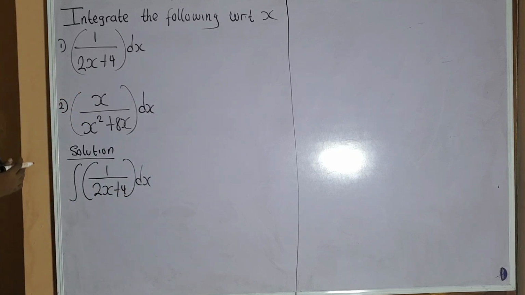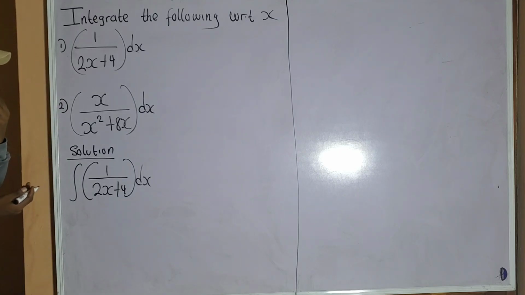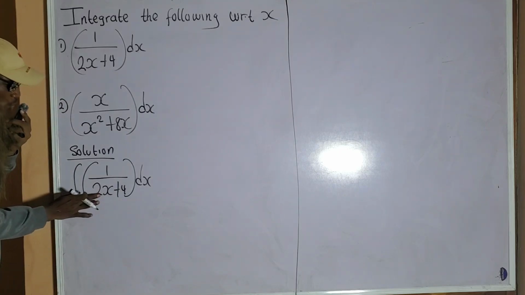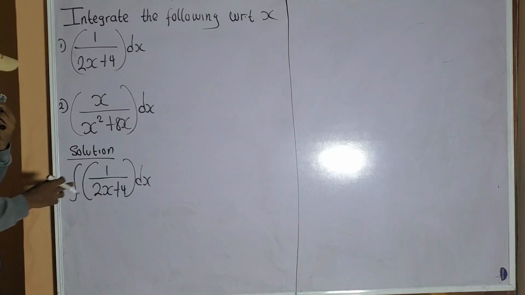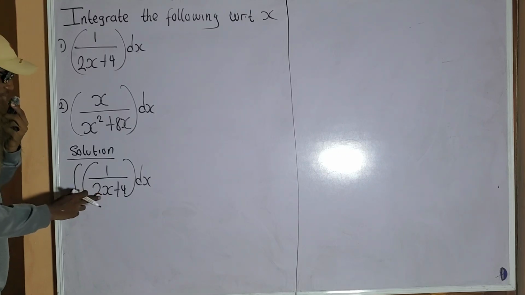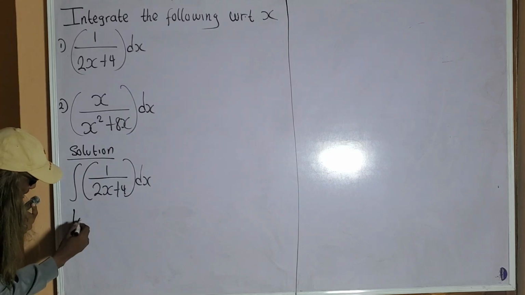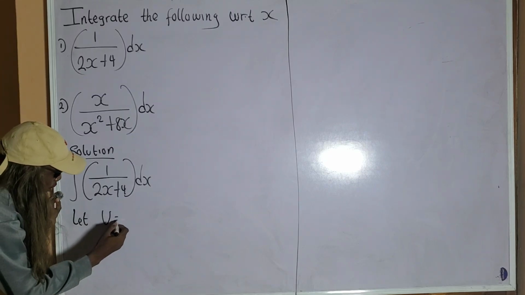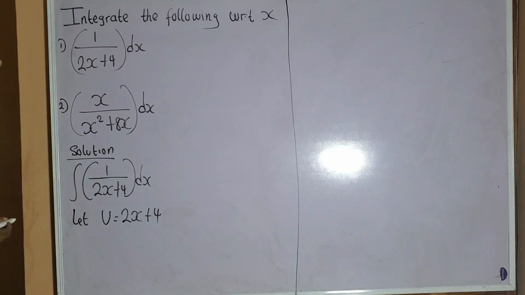To integrate this function using U substitution method, the first step is that you have to set u equals to the function at the denominator. You understand? The numerator here is 1 and the denominator is 2x plus 4. So I'm going to have, let u equals 2x plus 4. Are you getting it?